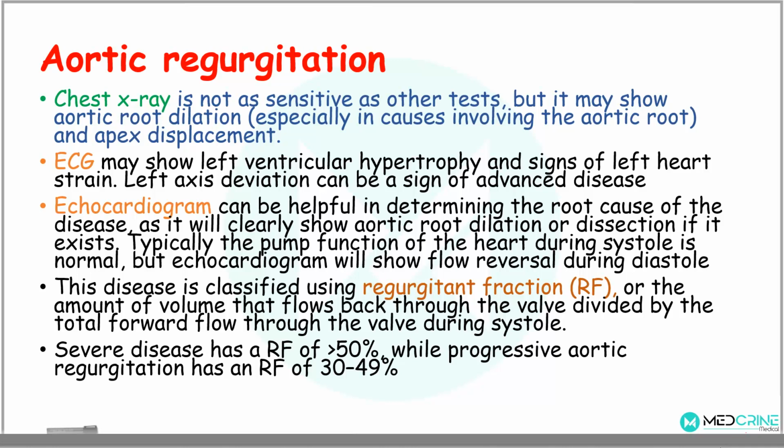An echocardiogram may be very helpful in determining the root cause of the disease, as it will clearly show the aortic root dilation or a dissection if it exists. Typically, the pump function of the heart during systole is normal, but the echocardiogram will show some flow reversal during diastole. And this disease is usually classified using a regurgitant fraction, the amount of volume that flows back through the valve divided by the total forward flow through the valve during systole.